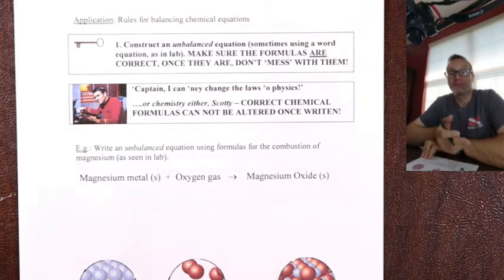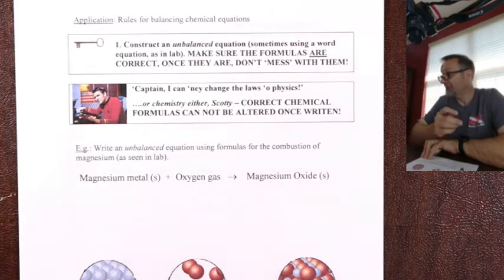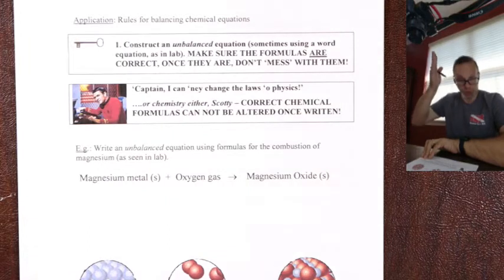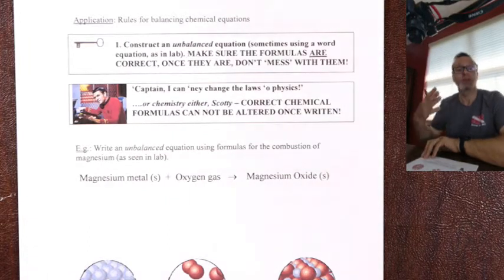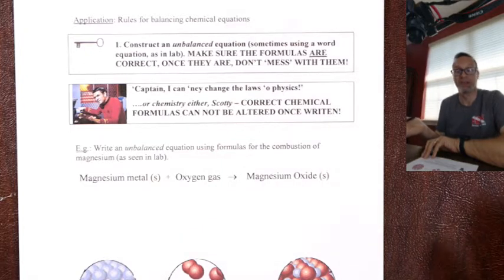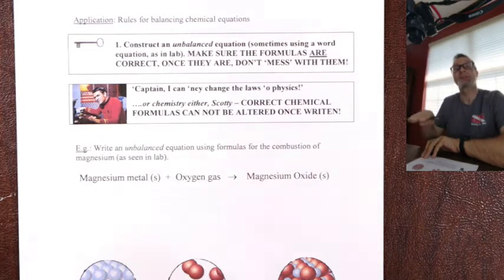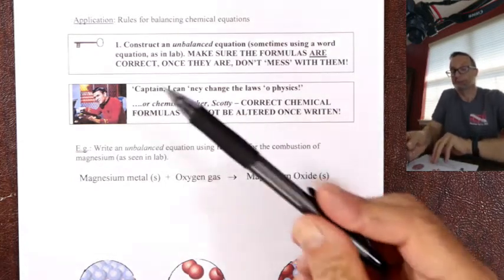Okay, so balancing is a two-step process. Step one, I call it the vertical step, names to formulas. So if I give you the names of things, just turn the names to formulas. And then step two is balancing to make sure the conservation of mass is obeyed, the same number and type of atoms. Okay, so here we go.